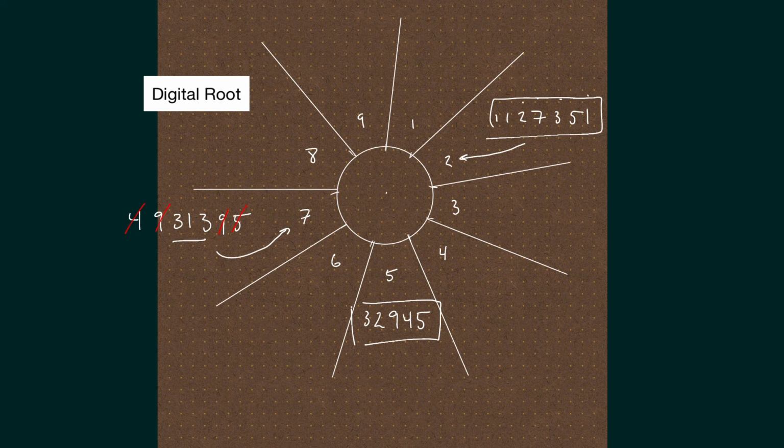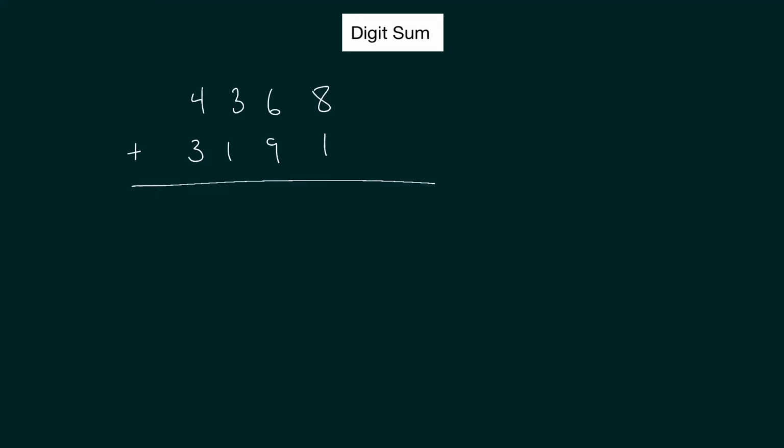Now I'm going to show you, real quickly, maybe one or two examples of how you could use this to do your arithmetic and to check for answers. Let's say I have a simple addition problem here. 8 and 1 give us 9. 6 and 9 give us 15. Write a 5, carry 1. 1, 3, and 1, that's another 5. 4 and 3 is 7. So this is the answer that I got, 7,559.